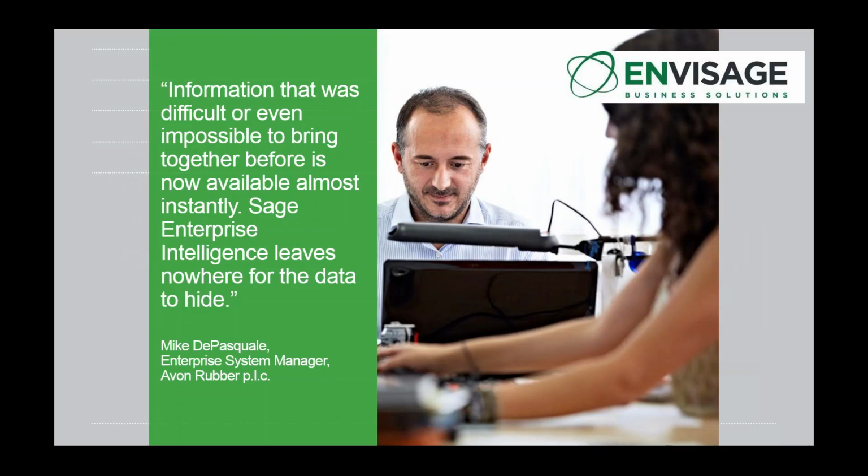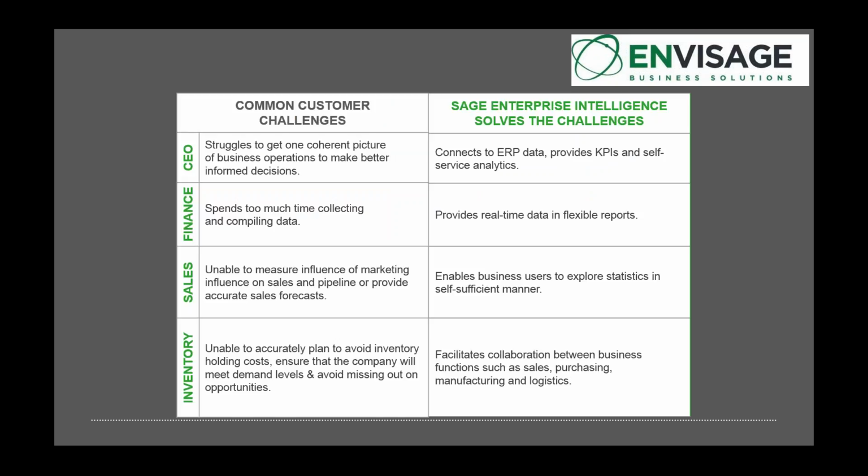Okay, so this is actually a Sage client, and it's a quote that they've had: information that was difficult or even impossible to bring together before is now available almost instantly with Sage Enterprise Intelligence. It leaves nowhere for the data to hide. So this is the important part about these reporting tools, is that the mentality, I guess, needs to shift from we've got it all in there with no idea how to get it out, to it's all in there. It's just a matter of writing a report or getting it out of there. So it's all available. If the data's going in, it will be available to the users.